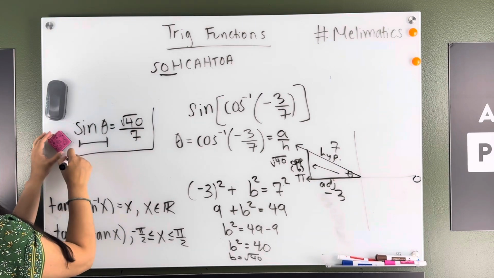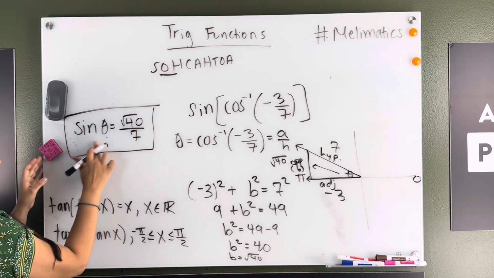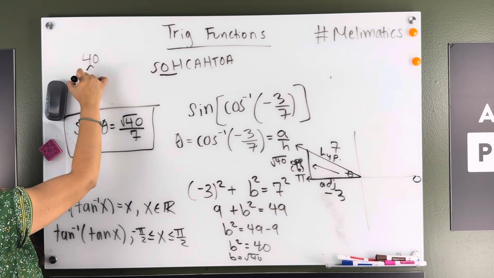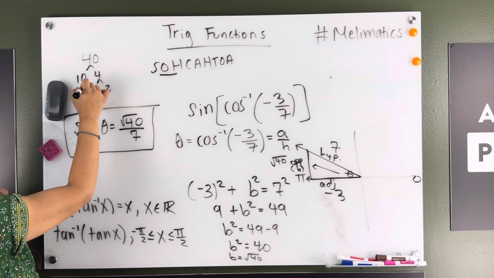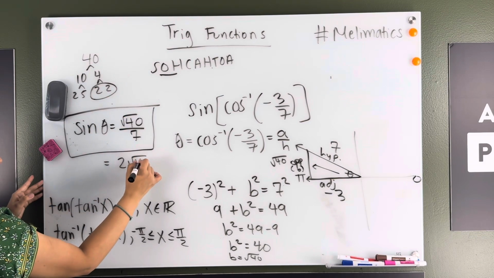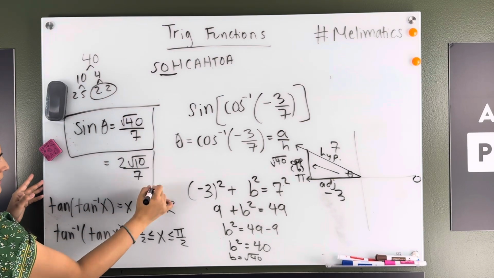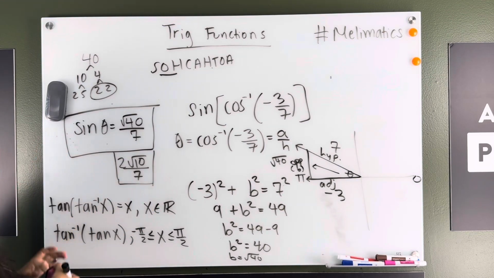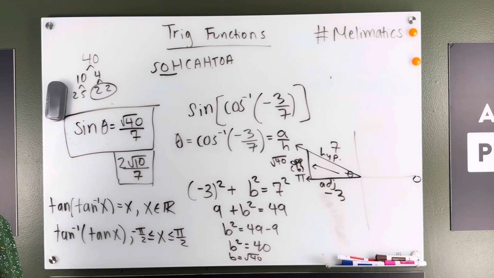Alright, and that's it. Of course, if you have to simplify it, you can simplify it. So 40, you can split as 10 and 4. 2 and 2, you have a pair, so you could also write this as 2 square root of 10 over 7. So if you need to simplify, review simplifying radicals, you can, but this is the overall answer.